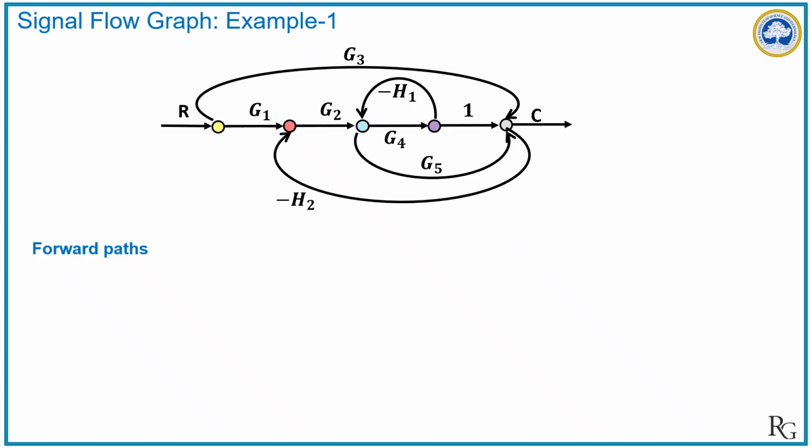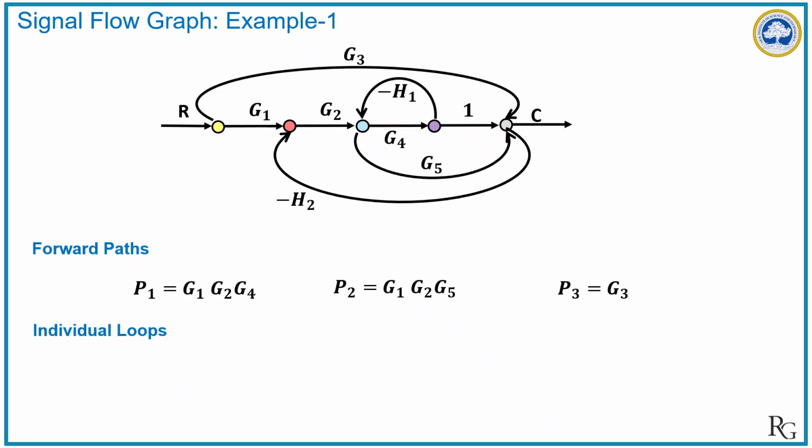First of all, we will see how many forward paths are there. The first path P1 is G1, G2, G4. The second path P2 is G1, G2, G5. Then the third path P3 is G3. Now we will see how many individual loops are there.